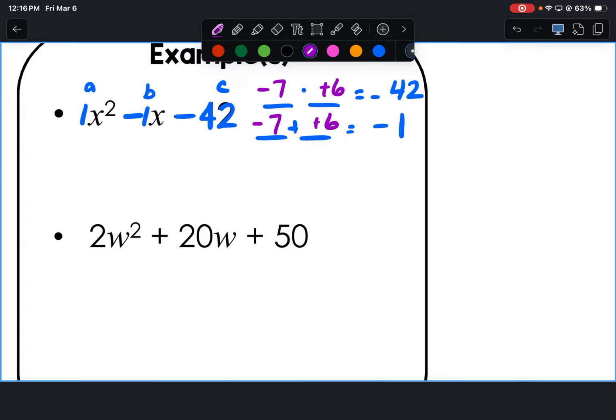Now, can I use the shortcut? Yes. Why can I use the shortcut? What is A? A is 1. So to use the shortcut, we just write our answer in factored form. So we will do x minus 7 times x plus 6, and we are done.